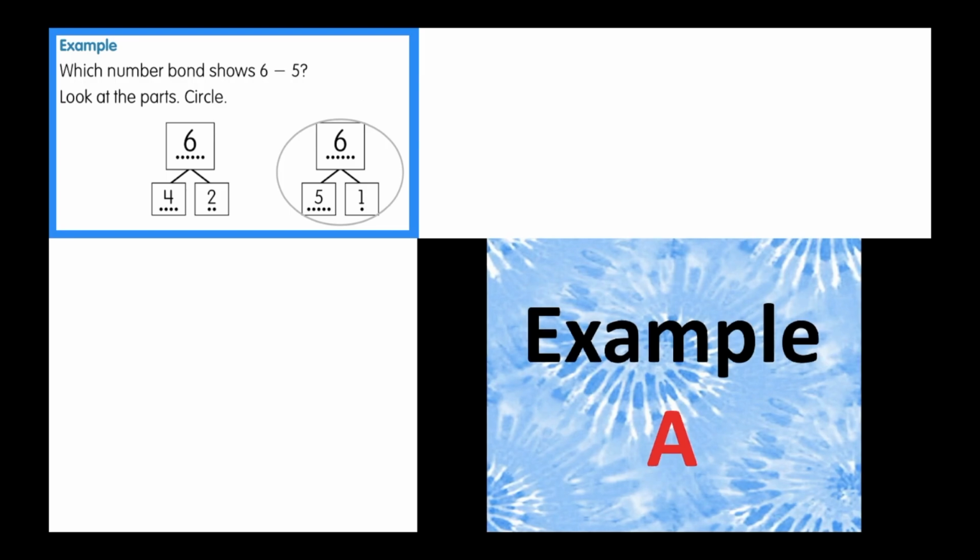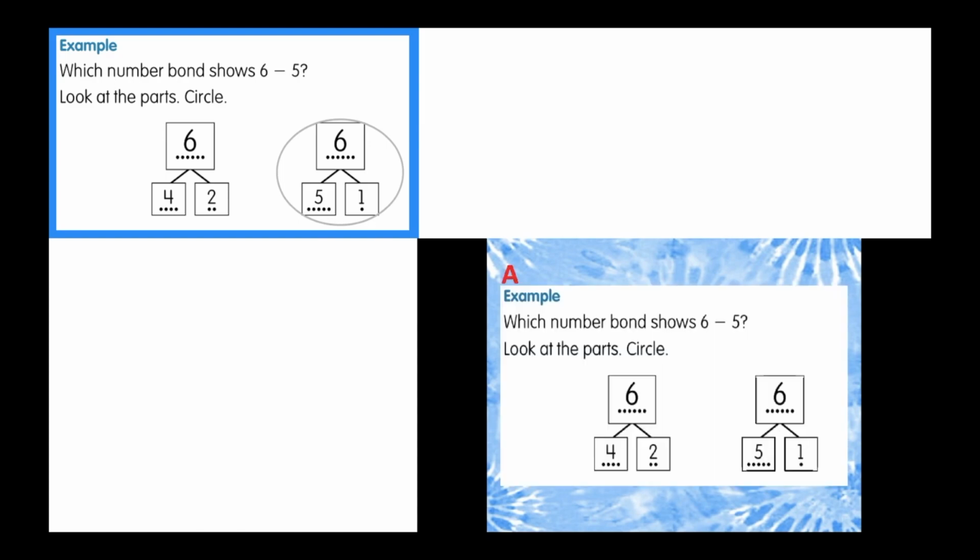Let's look at example A from the packet. Our job in this first example is to decide which number bond shows 6 minus 5. We've got to look at the parts and circle. So if you notice in this first number bond, 6 is our whole, and then our two parts are 4 and 2. If you look at the second number bond, you can see that our whole is 6 and our parts are 5 and 1.